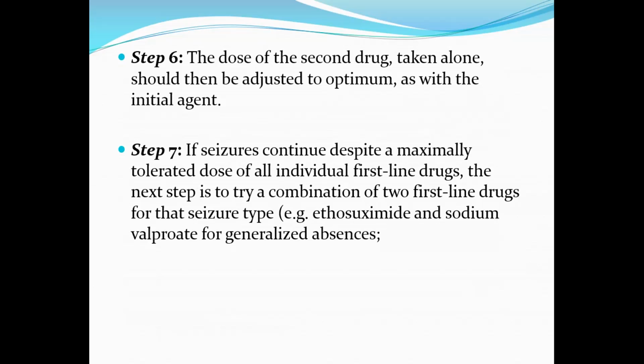Step 7, if the seizures continue despite a maximally tolerated dose of all the first line drugs, the next step is to try a combination of the first two line drugs for that seizure type. Example, ethosuximide and valproate for generalized absence seizures.